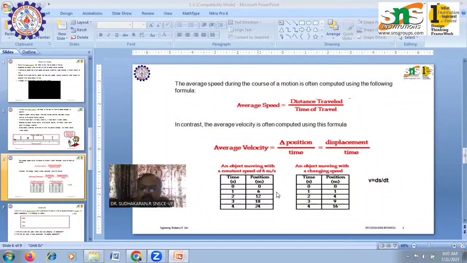Now consider another object. It is moving with a changing speed. In the first second it has moved to a position of 1 meter. In the second second it has moved to a position of 4 meters. In the third second, to a position of 9 meters. And in the fourth second, to a position of 16 meters.